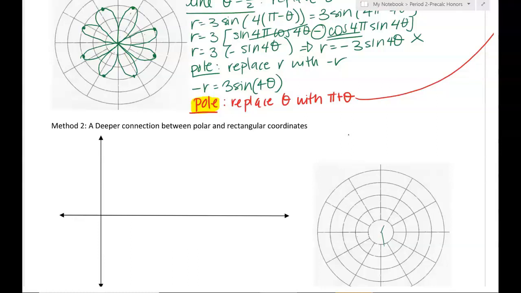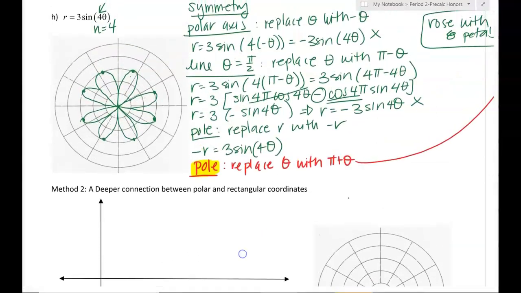A bit more difficult to graph. Now, but what if we connect this polar equation to a rectangular, not rectangular, but to Algebra 2 trig? So instead of using r and theta, what if we use y equals 3 sine of 4x?